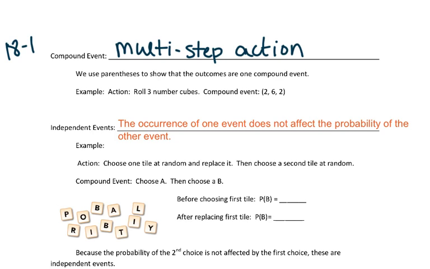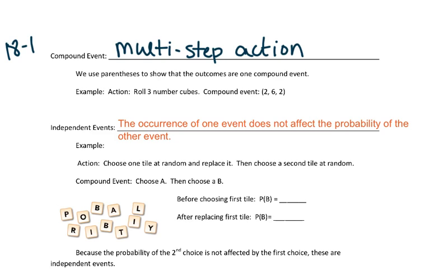Here's another example. If you choose one tile at random from the tiles that are right here, then you replace it and choose a second tile at random. The compound event is that you choose A and then choose B. So 2 events, and the first one, when you choose an A and then you put it back in and then choose a B, that first event has no effect on the second one.